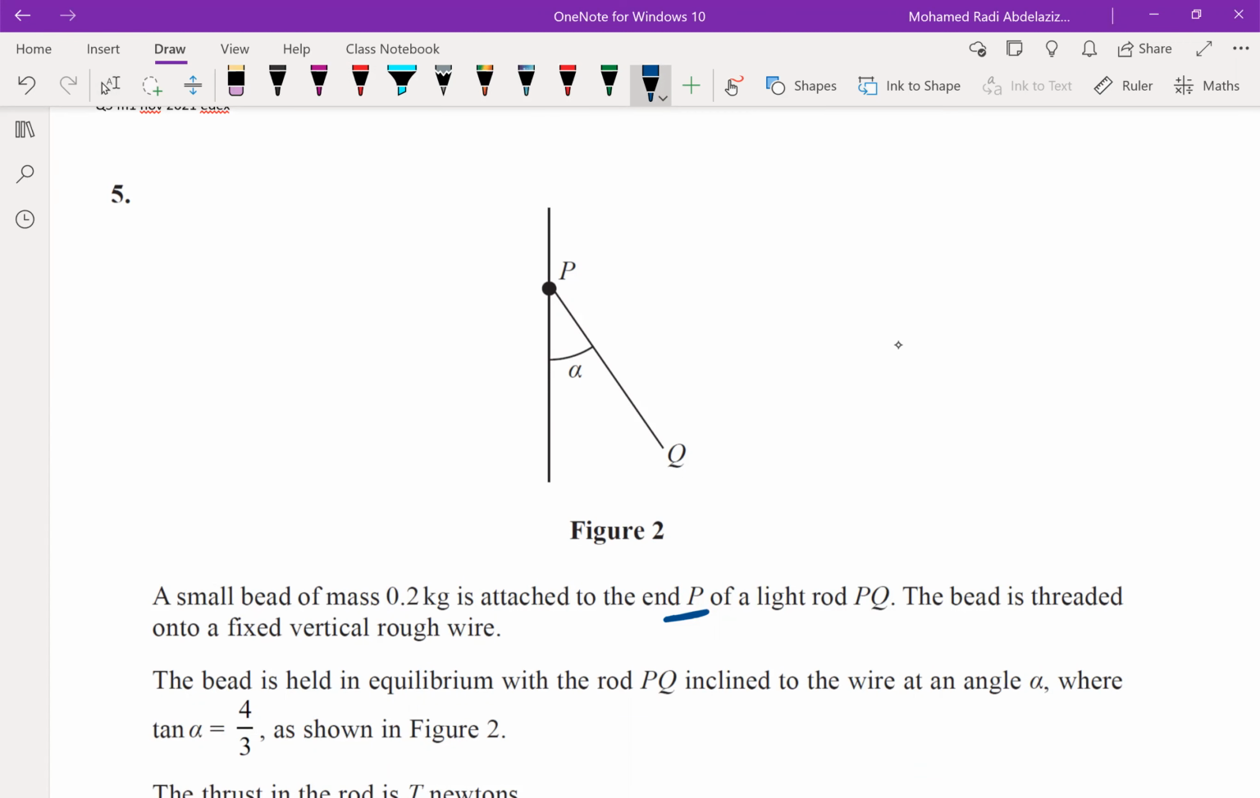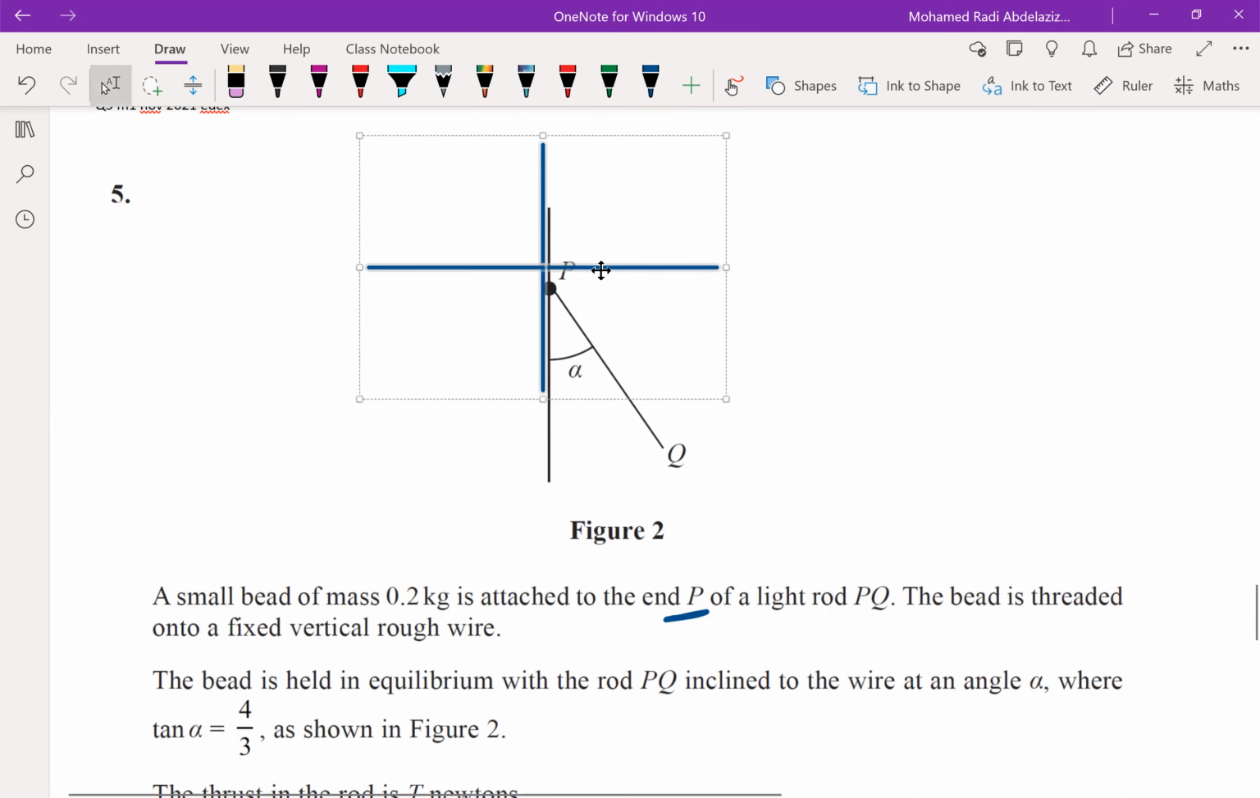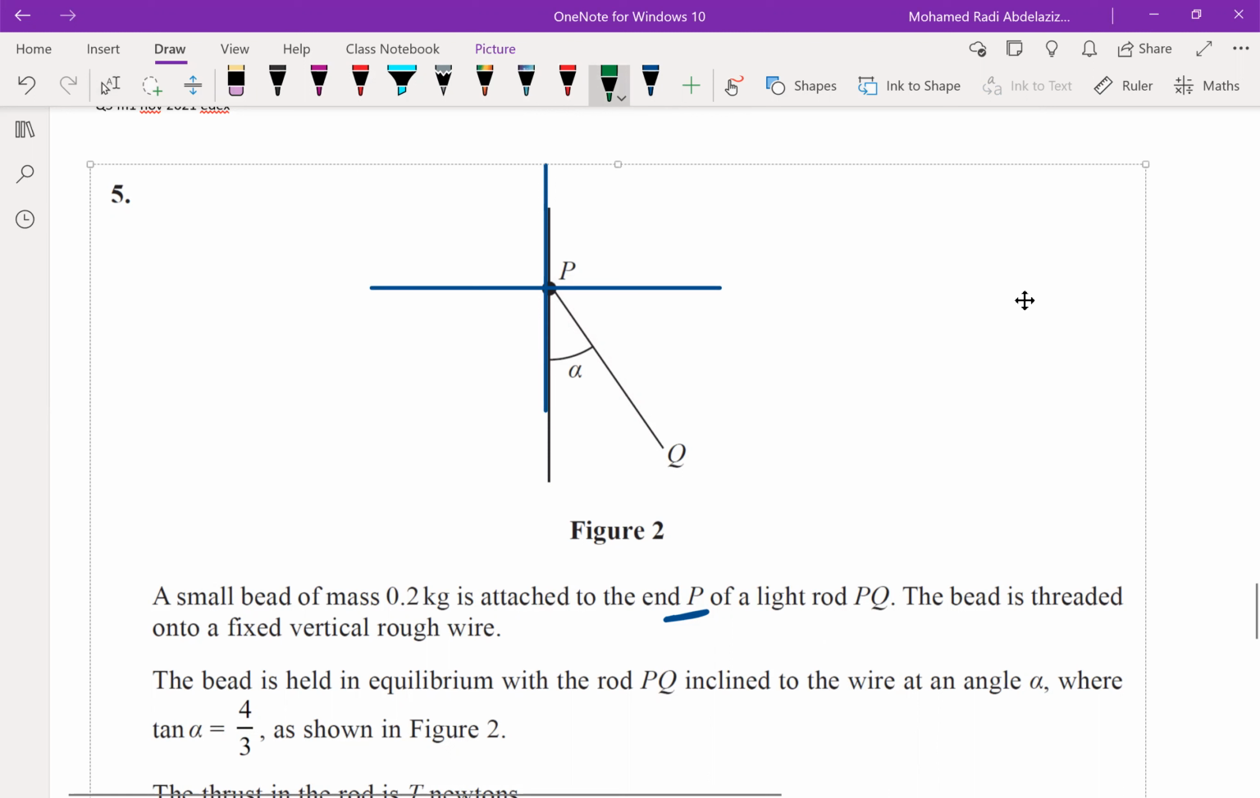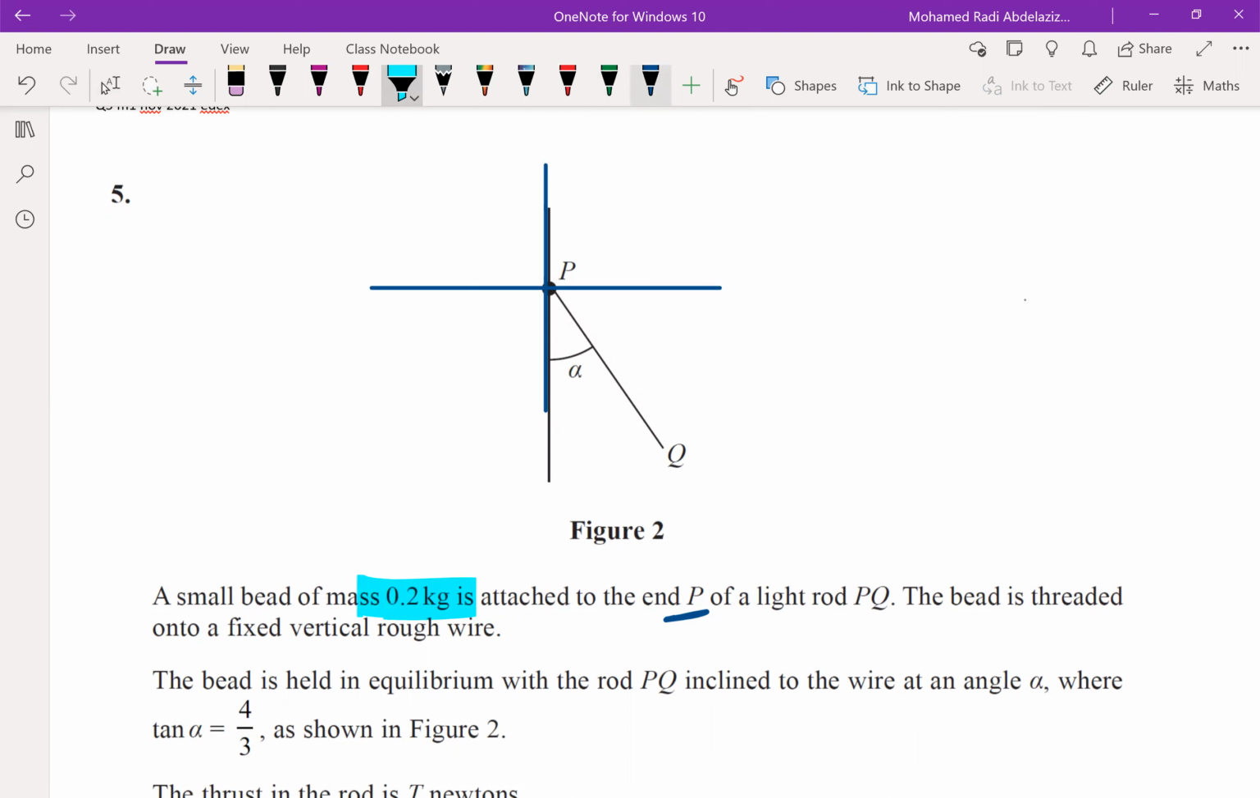The bead is held in equilibrium. So it's better to show directions and the components of all the forces acting on the bead P, by showing horizontally and vertically. Let us start to look at the forces which are acting on P. The first is its weight, which is acting vertically down, the mass given. So the weight will be mg, so 0.2 times g. What else?